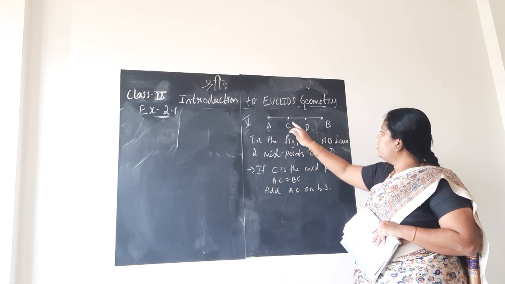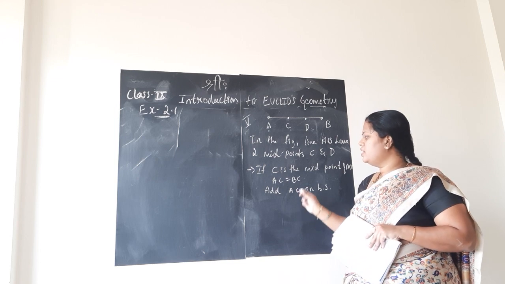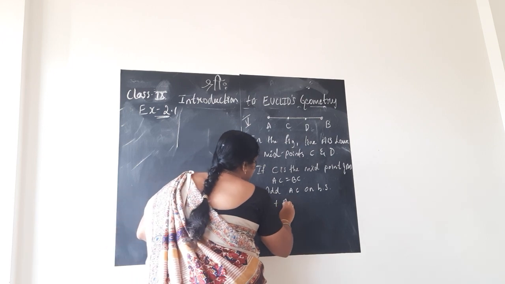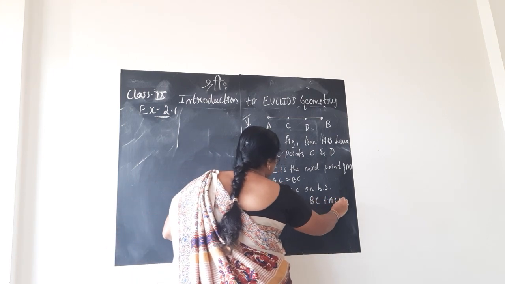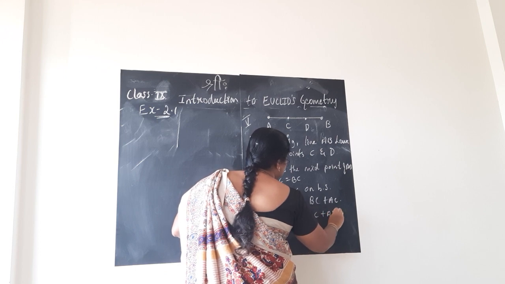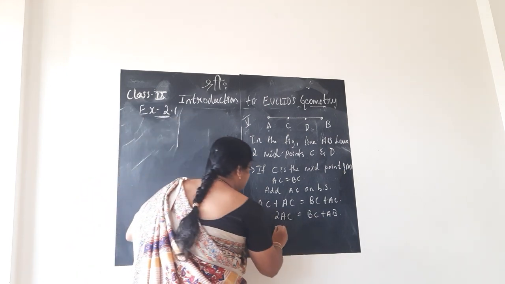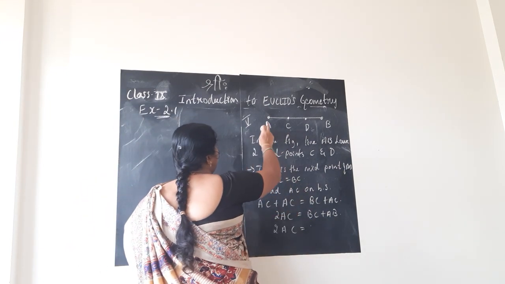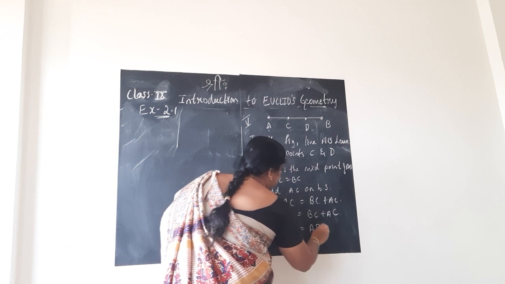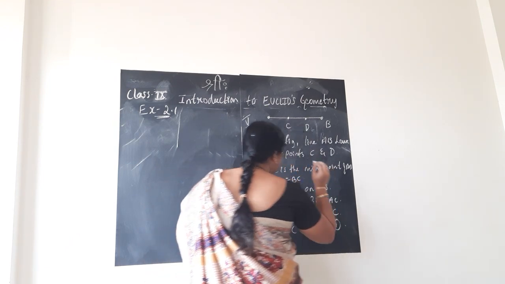If we consider C is the midpoint of AB, then AC is equal to BC. We know AC is equal to BC. As we did in the fourth problem, here also I am adding AC on both sides. So what do we get on adding? AC plus AC is BC plus AC. So AC plus AC, as we did there, is 2AC, equal to BC plus AC. But according to Euclid's fourth axiom, I can replace BC plus AC by AB. I will call it equation 1.